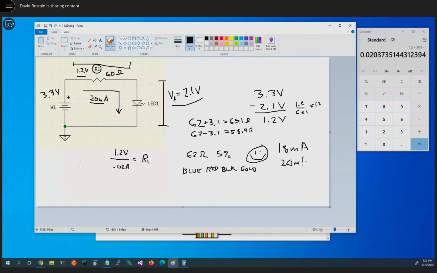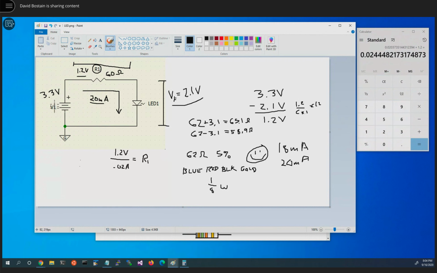So far, we're seeing really good stuff. What we need to do is check the wattage here, because this is the higher number. Multiply this times the 1.2 to get our power in watts, and we come up with 24 milliwatts. 24 milliwatts is way lower than 1/8, so it's going to be safe for us to buy that resistor as an 1/8 watt resistor. So we're going to go to the store. We're going to ask for a 62 ohm, 5%, 1/8 watt resistor, color code of blue, red, black, and gold, and walk home with that and insert it into our circuit right here.